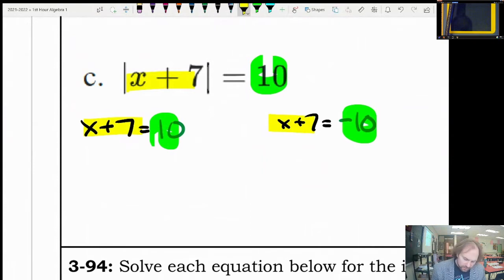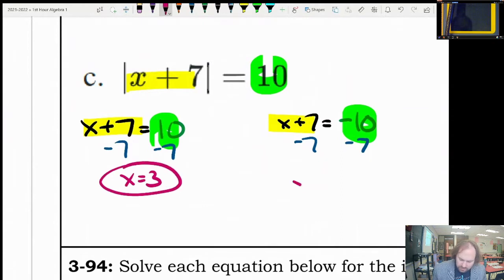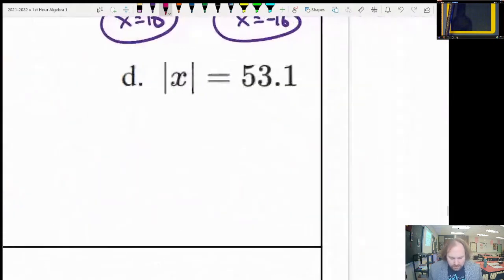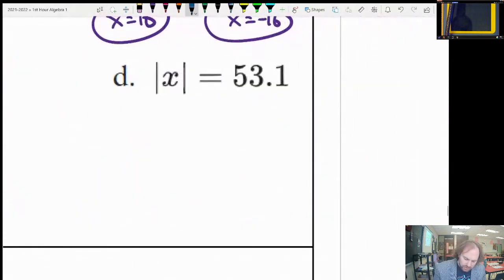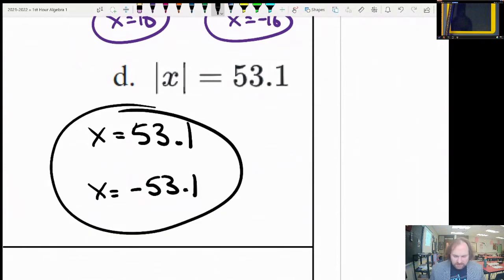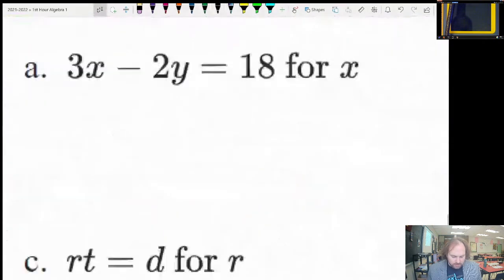Okay, now we're gonna subtract 7 from both sides in both equations, and we'll get our two solutions. One is going to be x equals 3, the other one's going to be x equals negative 17, and there we go. Pretty cool. Finally, we got question D, which is basically the same as question A, only instead of a fun number, we have a weird, obscure number, but it's going to be the same idea. Positive 53.1 and negative 53.1. Pretty simple.